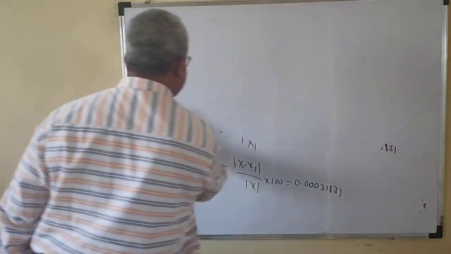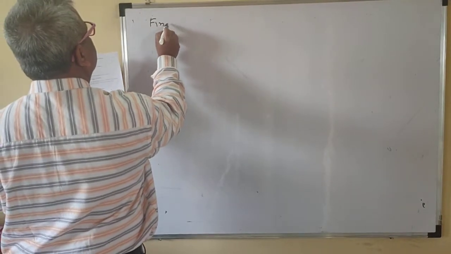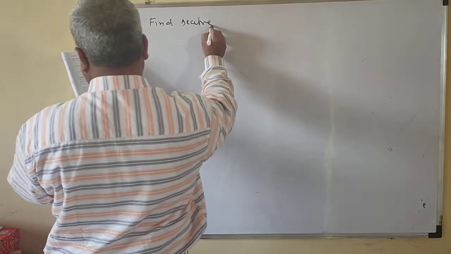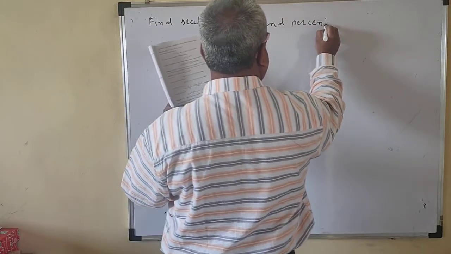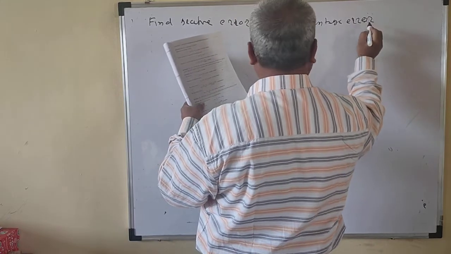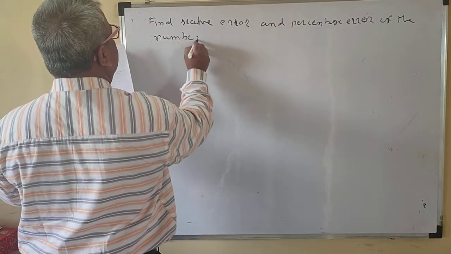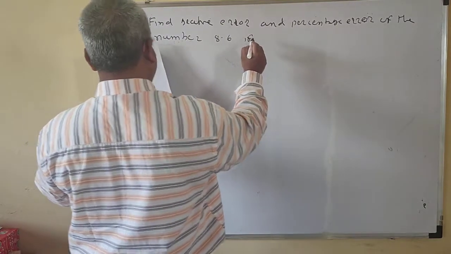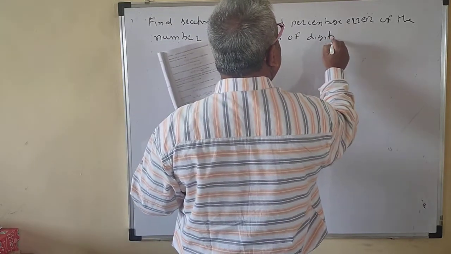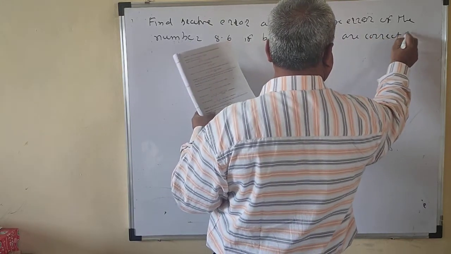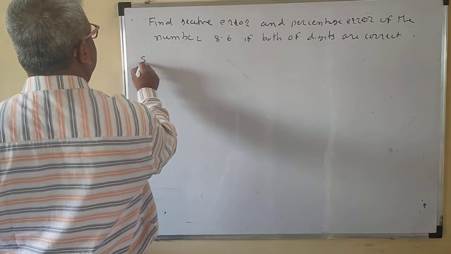Now we'll take the next problem. Find the relative error and percentage error of the number 8.6 if both digits are correct. Okay, solution.